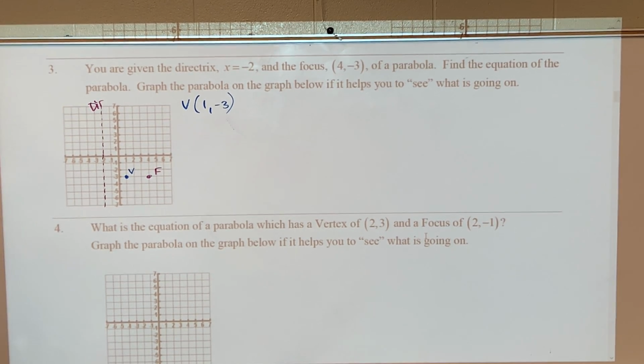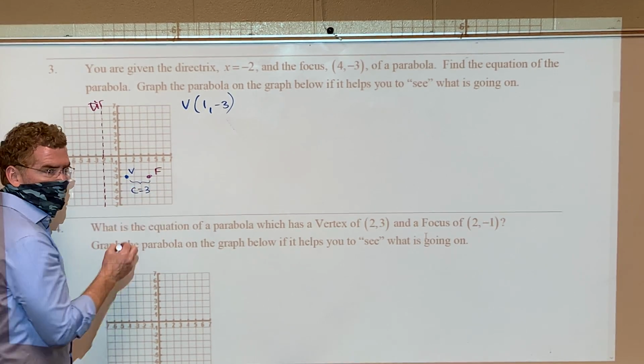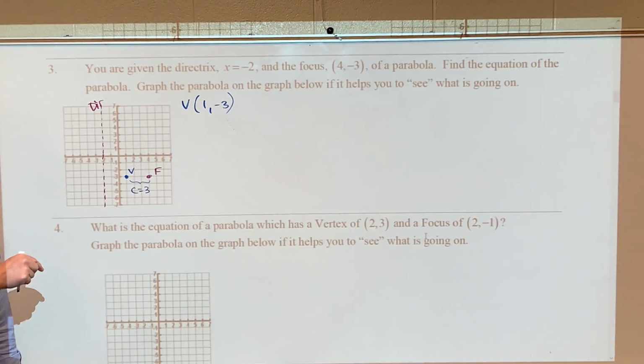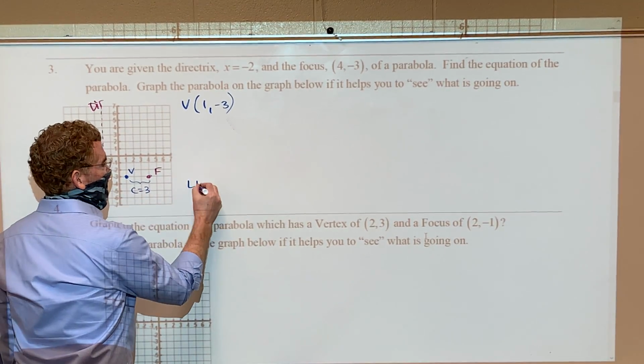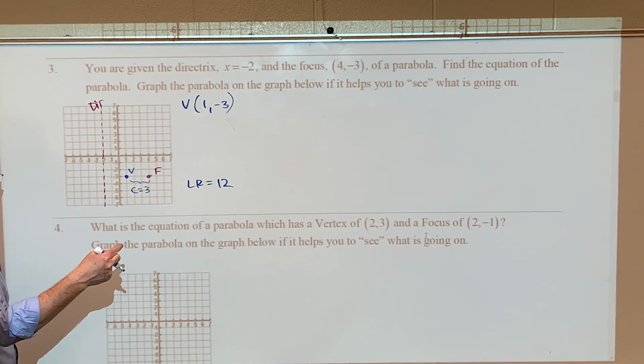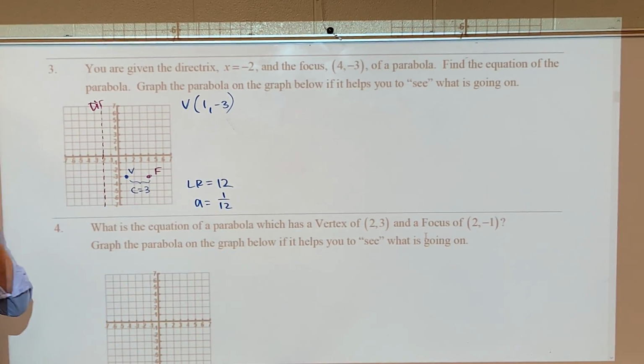Your latus rectum. My latus rectum is going to be what? How do I know that? Because this distance is C and it's 3. And 3 is 1/4 of the latus rectum, right? That's how you found C. So if I multiply that by 4, I get the length of the latus rectum is 12. And what does that help me find? The A value is what? 1/12. Except, again, I still have to make sure the A value has the right sign on it. Does it have the right sign on it? Yes. So you're telling me it opens to the right.